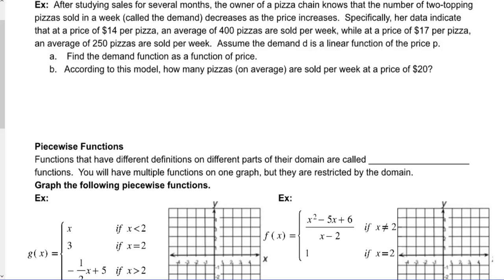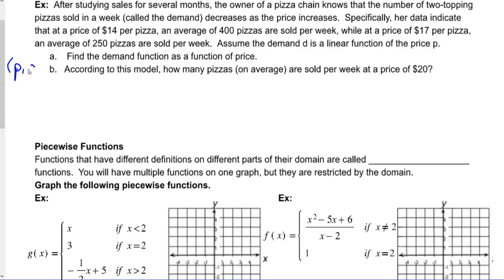Assume the demand D is a linear function of the price P. So the demand is a linear function of the price P. Sorry, once I have the price, then the demand is determined by the price. So we're going to have P be like our X and D be like our Y. So if I try to do that kind of in a point form, price, comma, the demand.